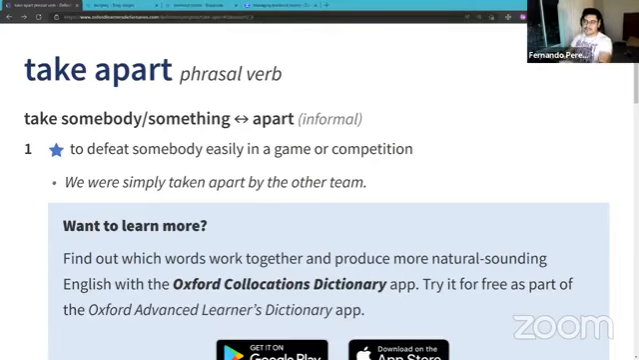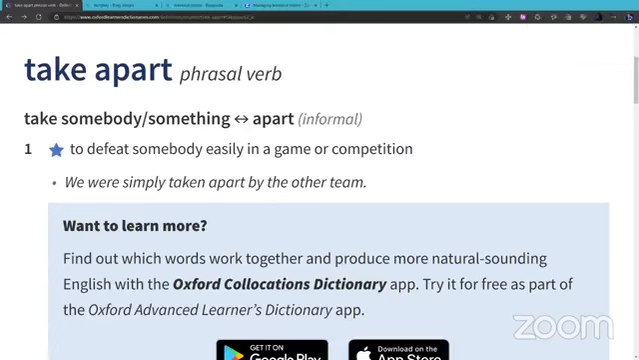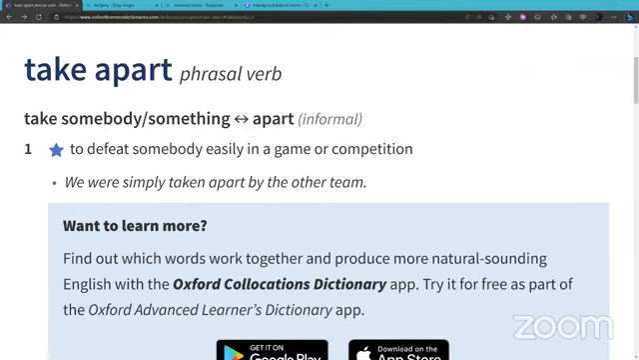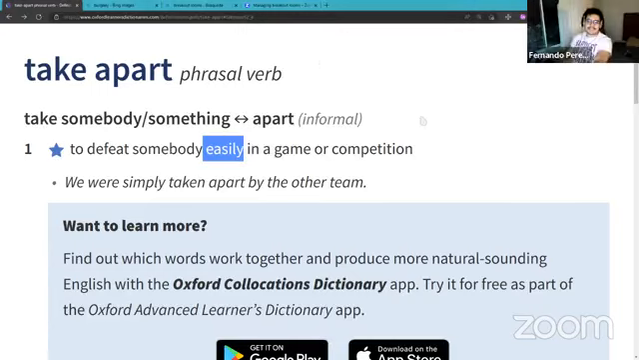Yeah, we have seen that before. What is it? The question for adverbs is how. How were you simply defeated? Easily. Exactly. One more time. We were simply easily defeated by the other team. Exactly. That's correct. If you omit the easily, then you were not taken apart.